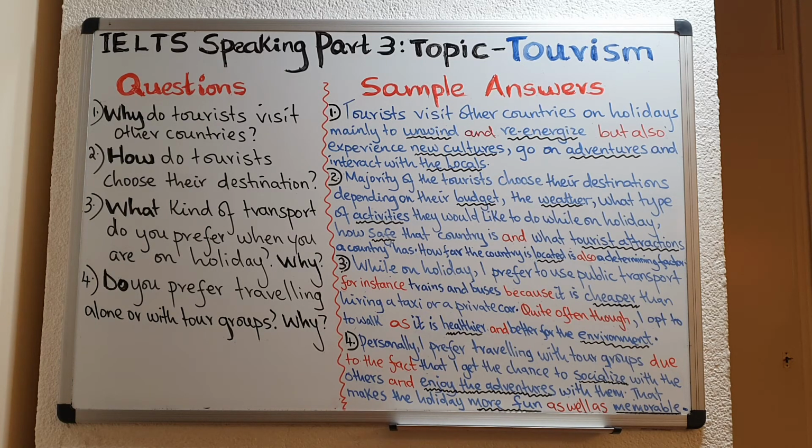In question 1, we have and, but also. In question 2, we have and, also. Question 3, we have for instance, because, quite often though, as, and. In question 4, the linking words are due to the fact that, and, as well as.